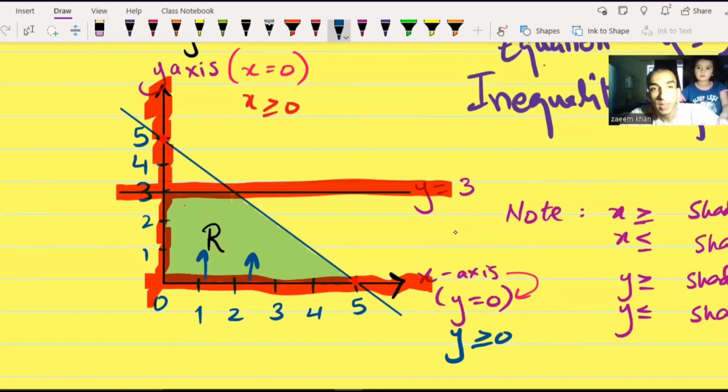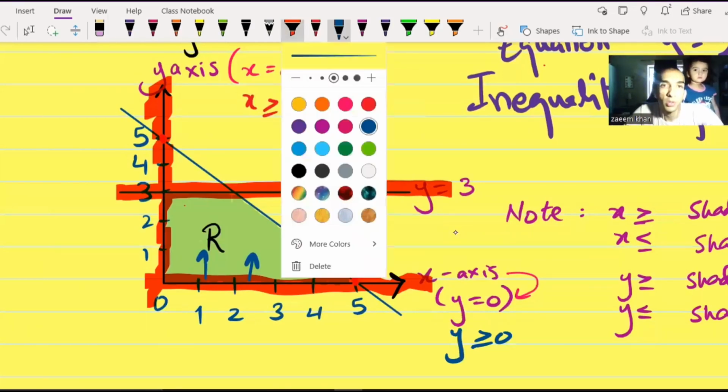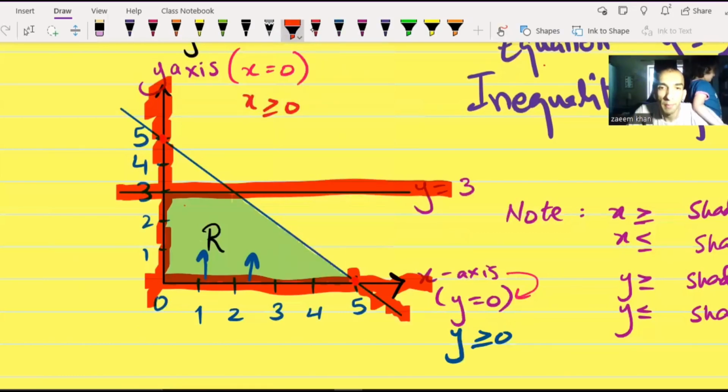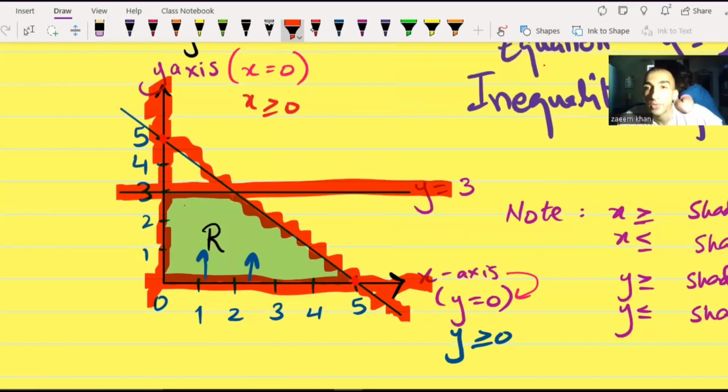You can see you've drawn three boundaries for the shaded region R. If I ask you to draw one more boundary, which is over here, take a look. First of all, how would you define this equation? Now that's where things get tricky.